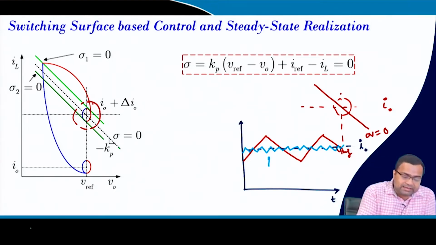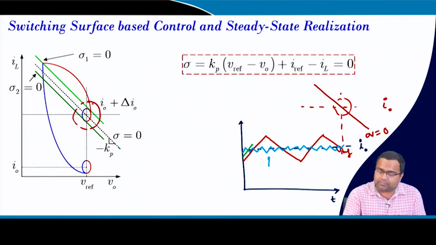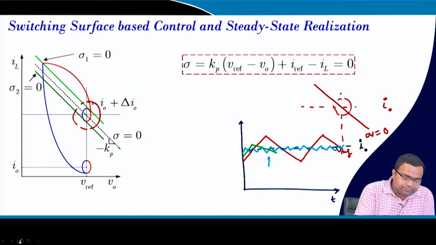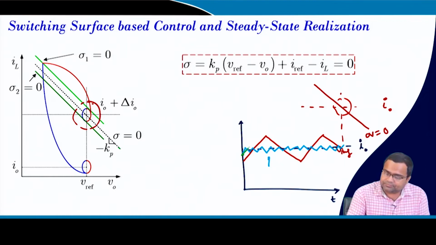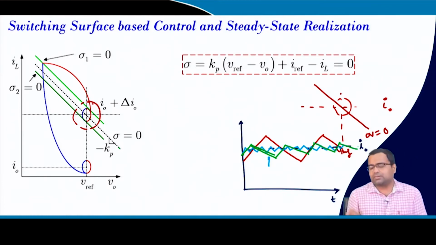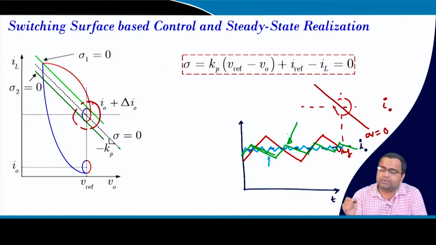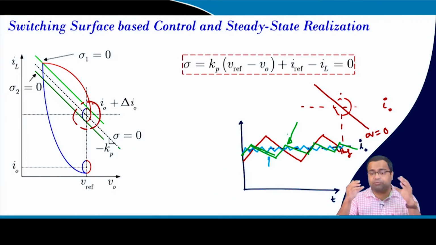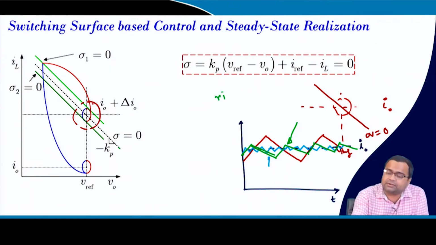So, you may need something like this, some other ripple. So, I should be flexible. Who decides this ripple, whether large, small, whatever? This comes from the design point of view. That means, what is my acceptable ripple? What are the parameters in steady state? Ripple parameter is 1.